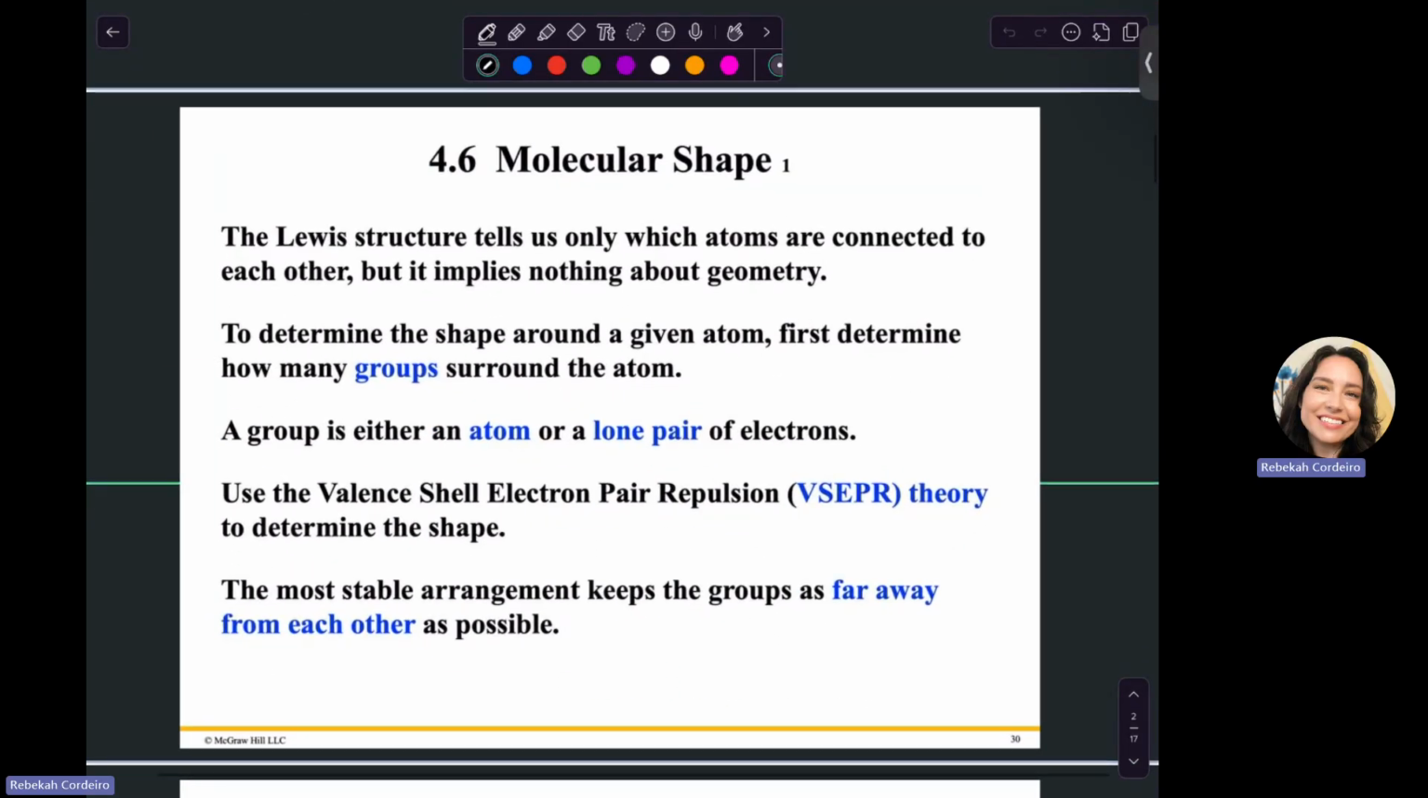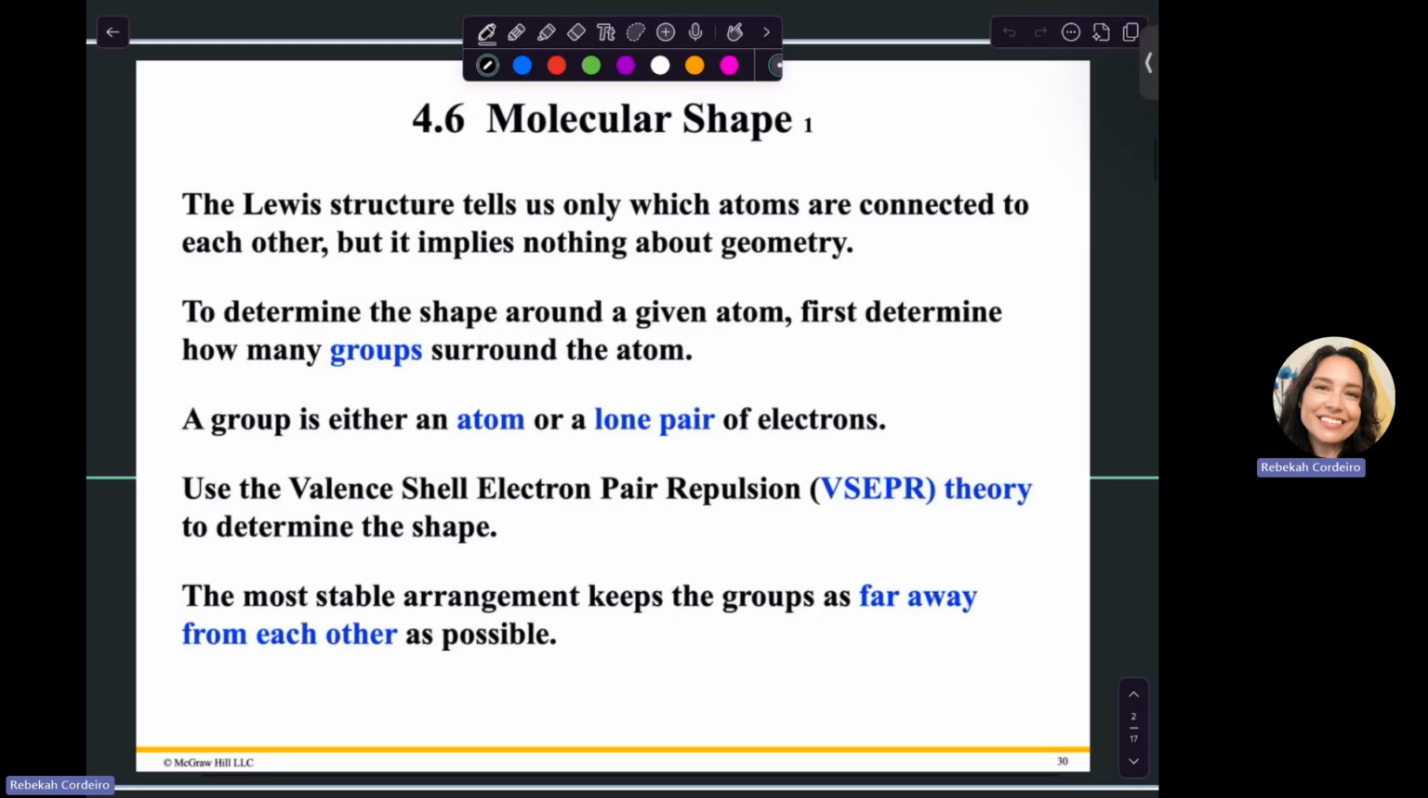So first thing we're going to look at is molecular shape. We've been working on Lewis structures, but the Lewis structures only really tell us the connections between the different atoms, like how they're connected. They don't really tell us about the geometry or the shape of the molecule. To determine the shape around the atom, we first look at how many groups surround the center atom. The center atom is going to be our focus for a shape. And the groups we're talking about, electron groups, can either be an atom or a lone pair of electrons.